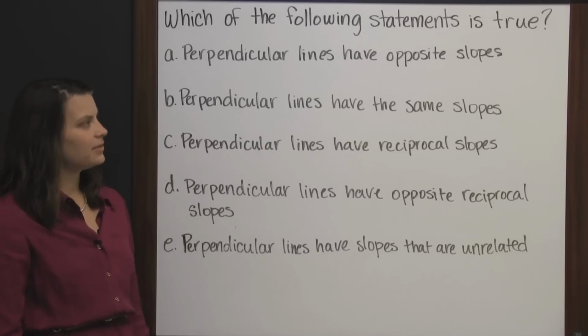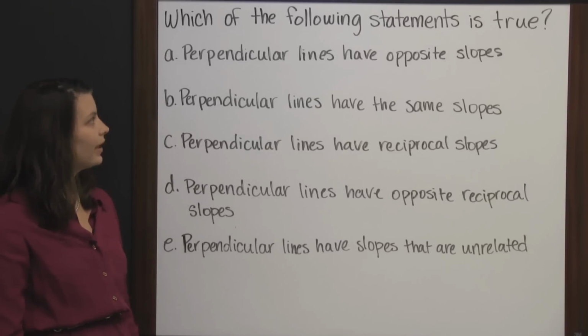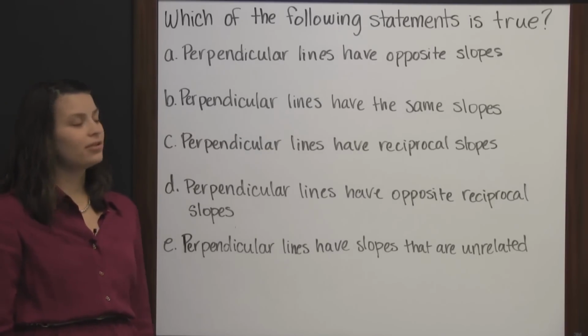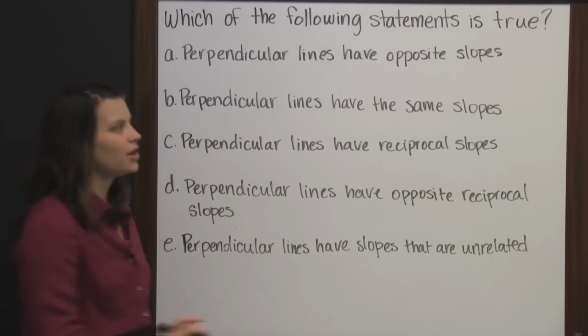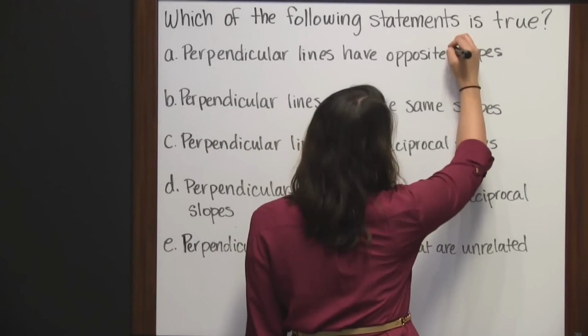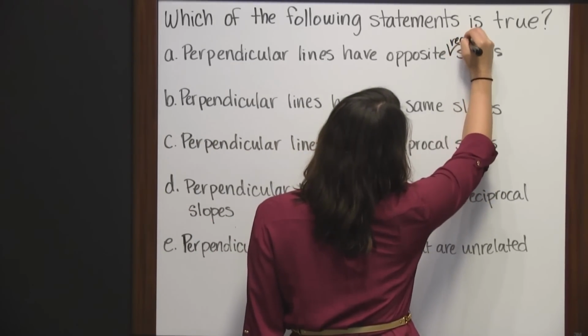Which of the following statements is true? A. Perpendicular lines have opposite slopes. Close but not quite. It's missing an important word here, and that word is reciprocal.